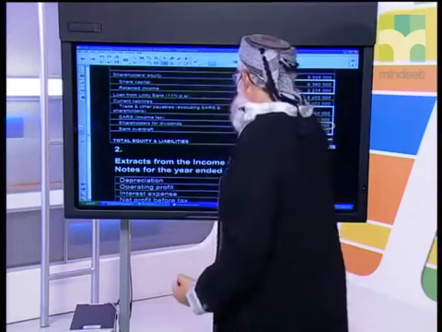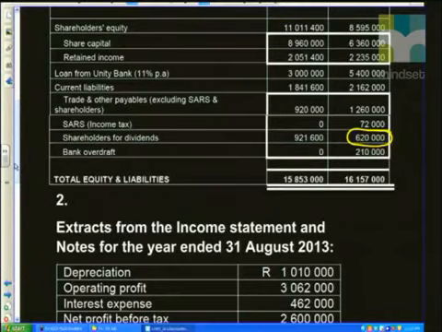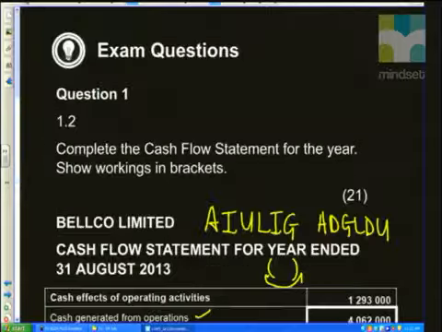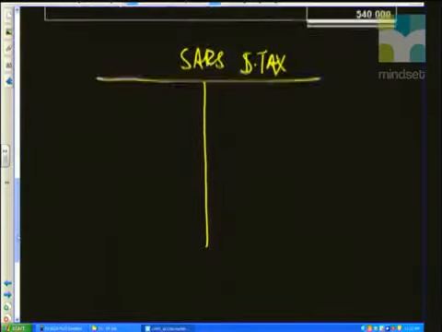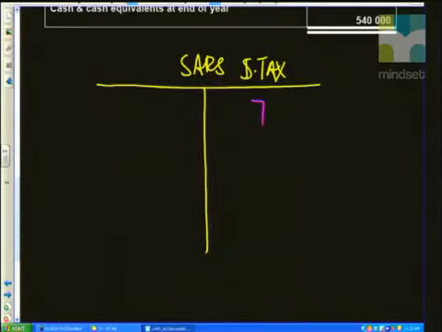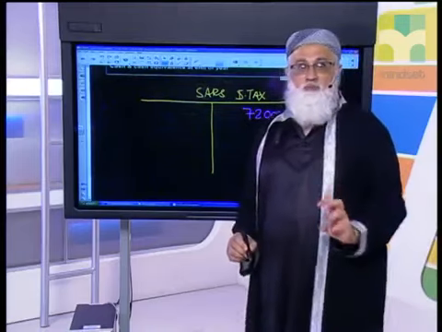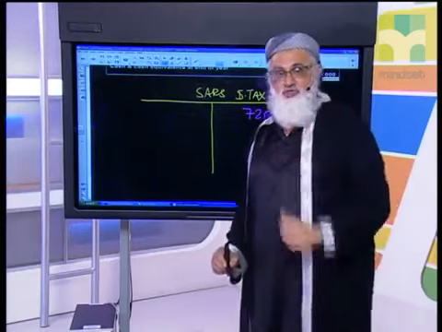Therefore, in this particular case, SARS income tax at the beginning of the year, watch, appears under current liabilities. So it is a liability at the beginning of the year. And what's the value of my liability? 72,000. So I say SARS income tax, 72,000 is my liability on the credit side of the account to indicate that that's my opening balance.